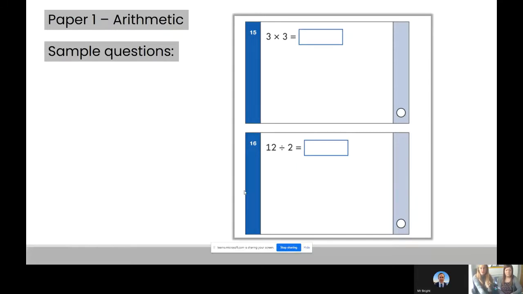So just some examples of a paper 1 arithmetic question. They all have kind of that chunk underneath where we really encourage them to show their workings out. This is things that we do within school. So we'll ask them to just, even if it is a question that they know off the top of their head, just really encourage them to record how they would show that, because it's really good to see what methods they are using and what strategies they are using to help them.